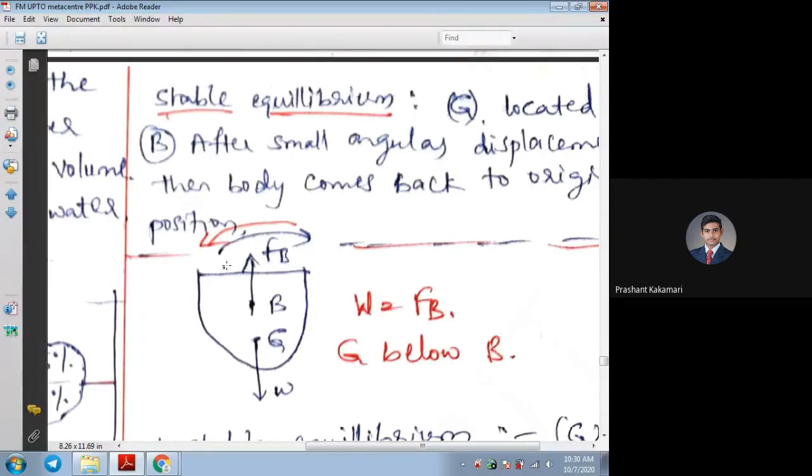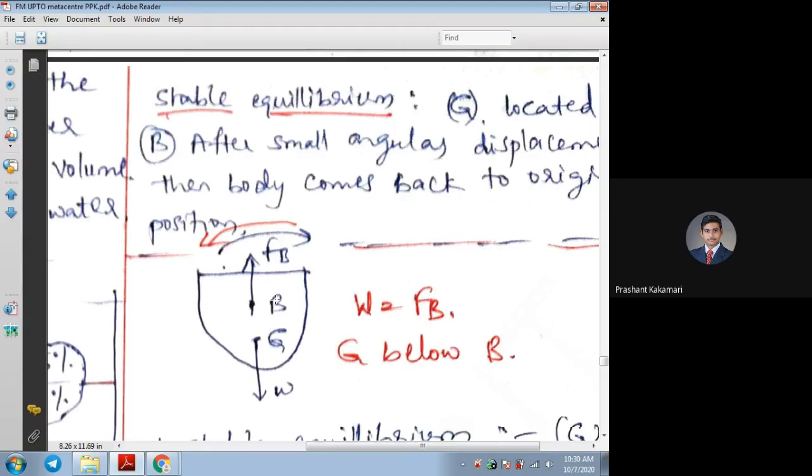So in this condition, if you see, for experimental purposes, I will not apply any loads here. I'll just apply one couple or any moment on the left side or right side. Because of this difference, what will happen? This body will start moving about the axis or about the point B. It will start rotating by some angle. Then after some time, it will come back to its original position. So this is possible when the G is below B, or B is above G.